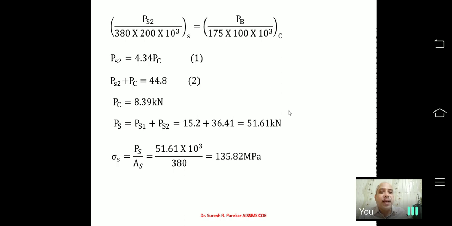And from this I can find stress in steel and stress in copper. So sigma s we have PS upon AS, 135.82, and second, that is copper, sigma copper equal to PC upon AC, and that will give me a value of 47.94 MPa. So in this way, we are going to get values of stress in steel and copper. So keep in mind only one formula.